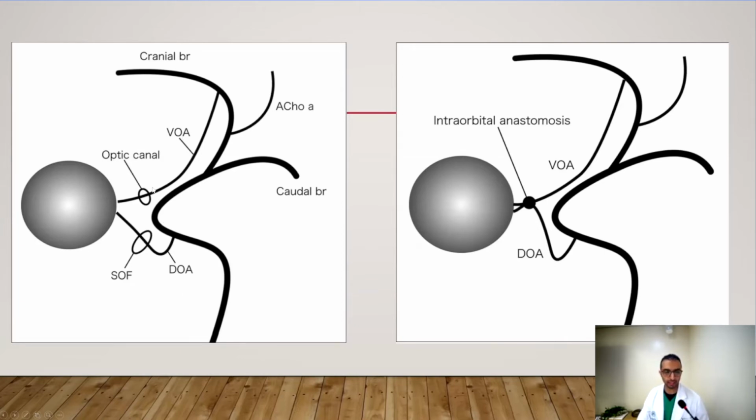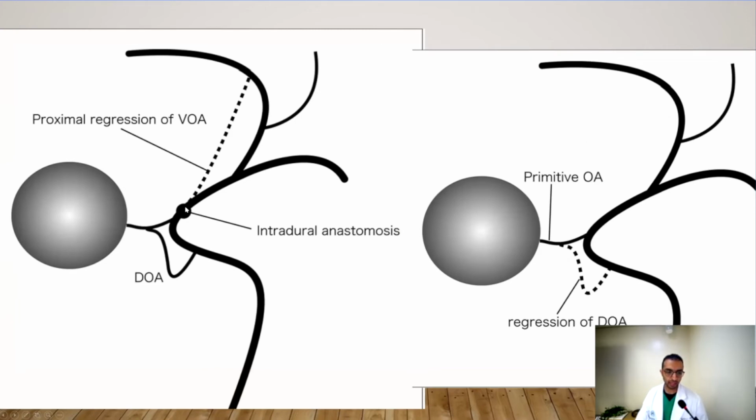The ventral one enters the orbit through the optic canal, while the dorsal one enters through the superior orbital fissure. At some point, both of them meet at one point, the intraorbital anastomosis, as we can see here. And then eventually the primitive ventral ophthalmic artery has another anastomosis, an intradural anastomosis, as we can see here. Then regression of the ventral ophthalmic artery occurs, and the dorsal one also regresses, and the dorsal will be a remnant of the inferolateral trunk at some point.